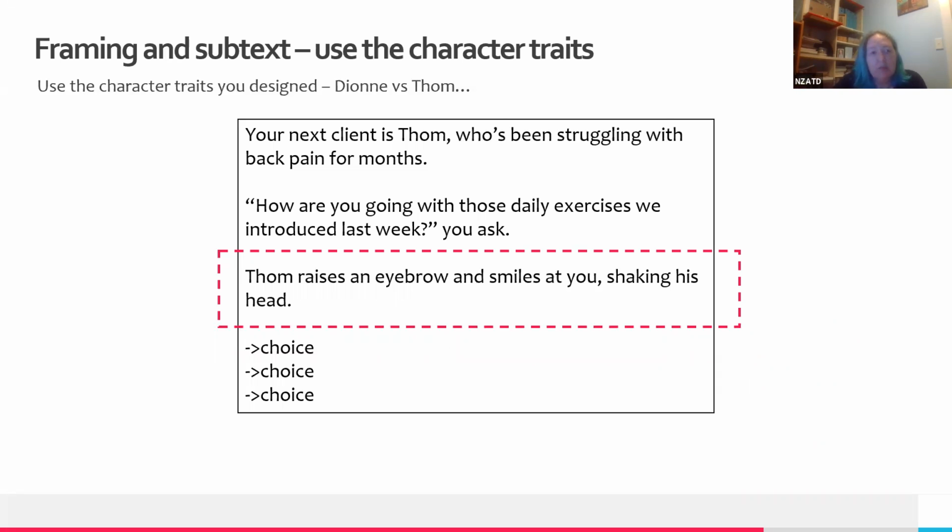What I'm showing with this next example is how you can combine what we talked about before, the character traits, with that subtext. If you've got another patient with different character traits, so Dion's shy and afraid to tell you that she hasn't done these exercises, on the other hand there's Tom who couldn't care less. You ask how he's going with those exercises we introduced last week, and he's like, yeah. So in a different way, he does the same. These scenarios become much more interesting and much more realistic because the people are real. And maybe the way you as a physio need to handle the situation is going to be the same, even though the scenario looked different. So that's how we use the subtext.